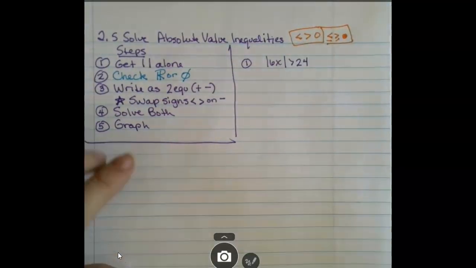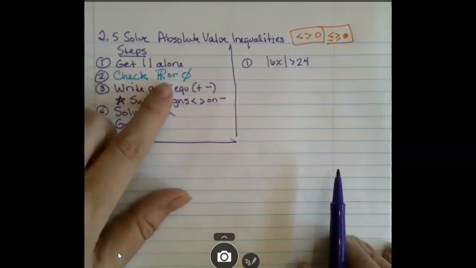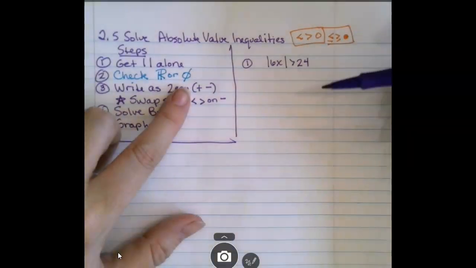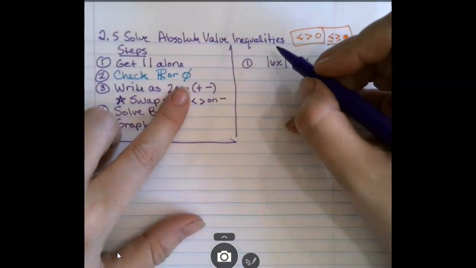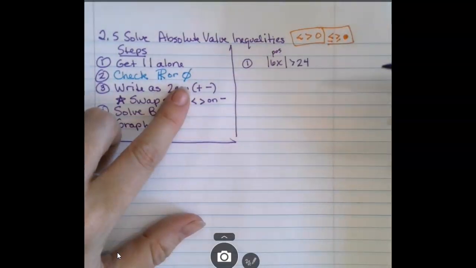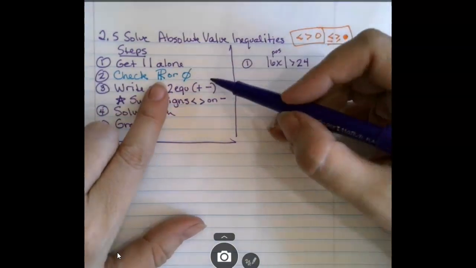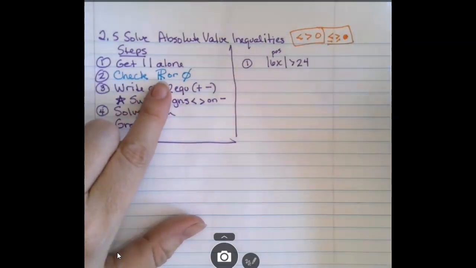All right, so step 1, get it alone. Now step 2 says check if it would be all reals or no solution. So what I want you to do at this point is think, okay, is this a positive? If this is positive, the absolute value is by itself. If this gives me a positive number, is every positive number greater than 24? No, because number 1, it's positive and it's not greater. So it's not all real numbers, but I could come up with positive numbers that are greater. 25, 26, 27, some of them are. So this one doesn't apply. I checked it and it's okay, but I don't have to do anything about it. I'll show you how that works.